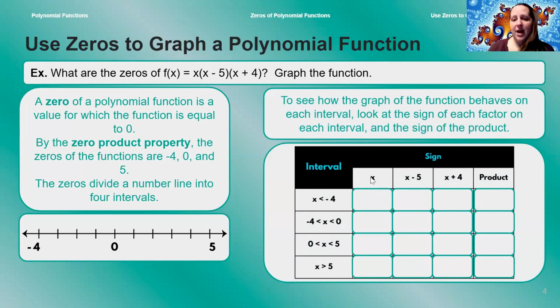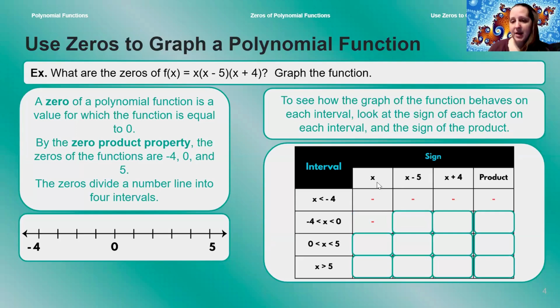So if I put -5 in for x, my sign is going to be negative. If I put -5 in for x minus 5, -5 minus 5 is -10, so my sign is negative. If I put -5 in for x plus 4, I also get a negative. So a negative times a negative is a positive. Positive times a negative is a negative. We can do the same thing for a number between -4 and 0. I'm going to pick -2.